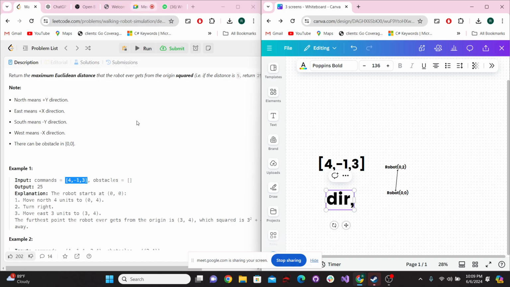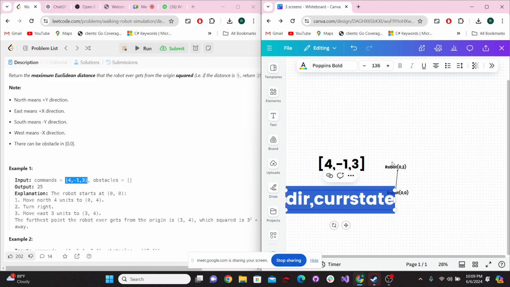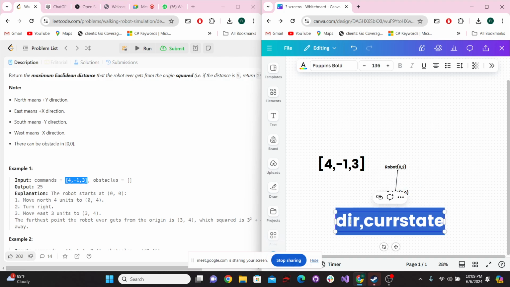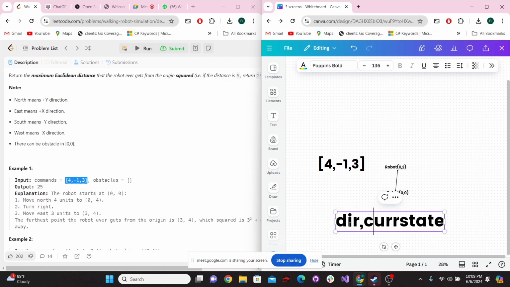Okay, thanks. So there's a current state of the robot at any point of time, and then there is a direction of the robot. So the robot is going to be represented by these two things. Let's just say when it's starting, it's 0, 0, and the direction is going to be north. Direction can be 4 directions: it goes north, south, east, or west.